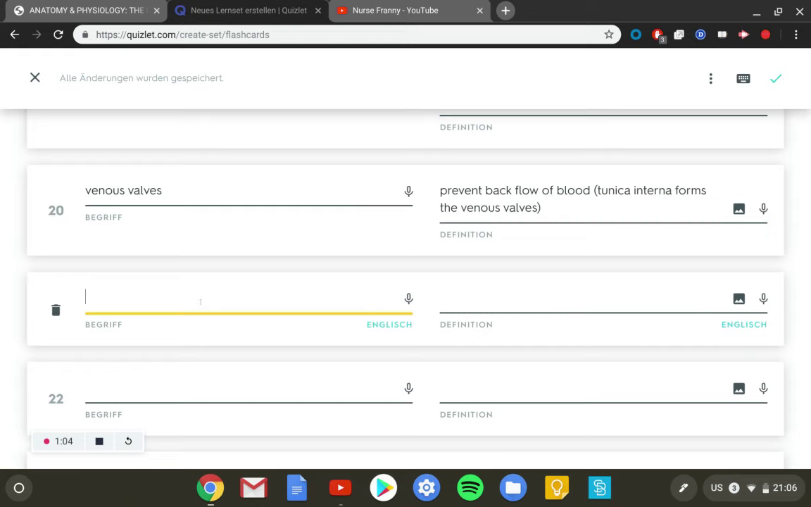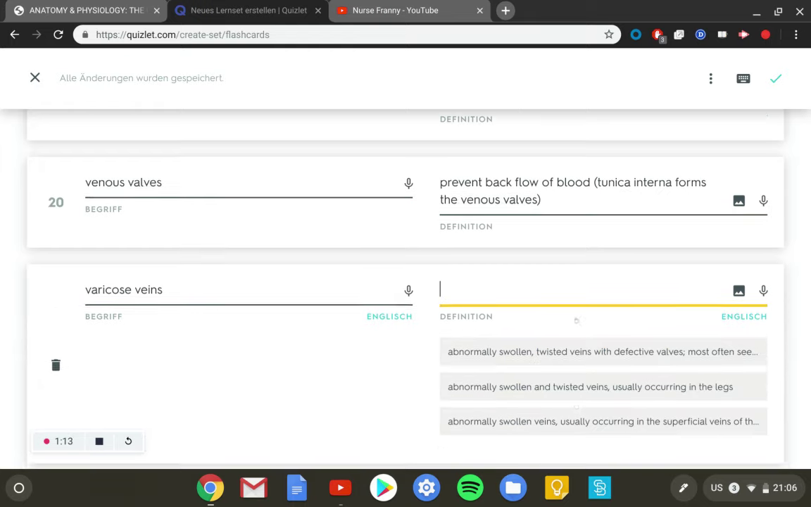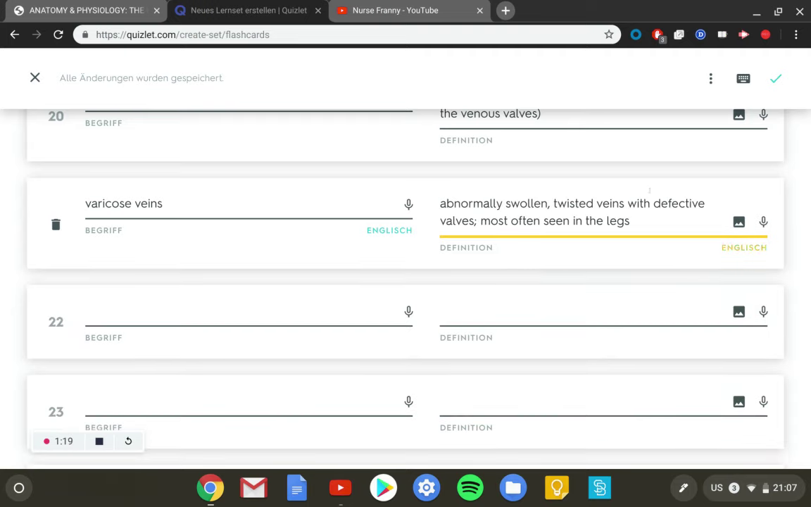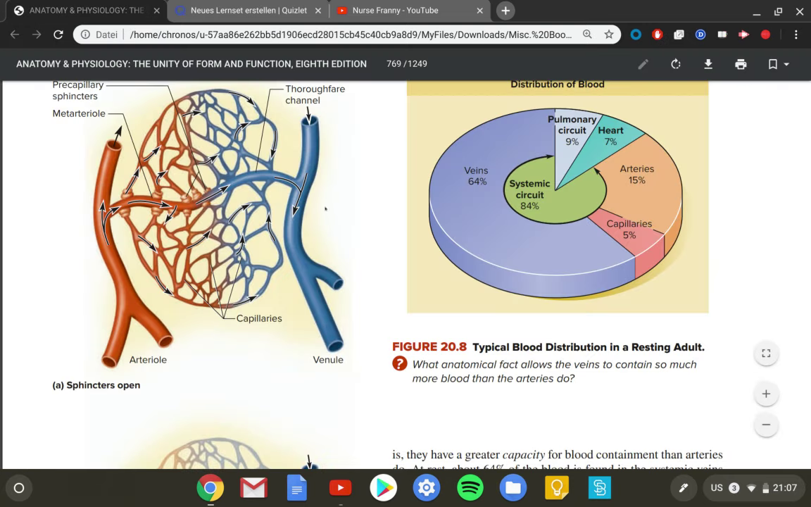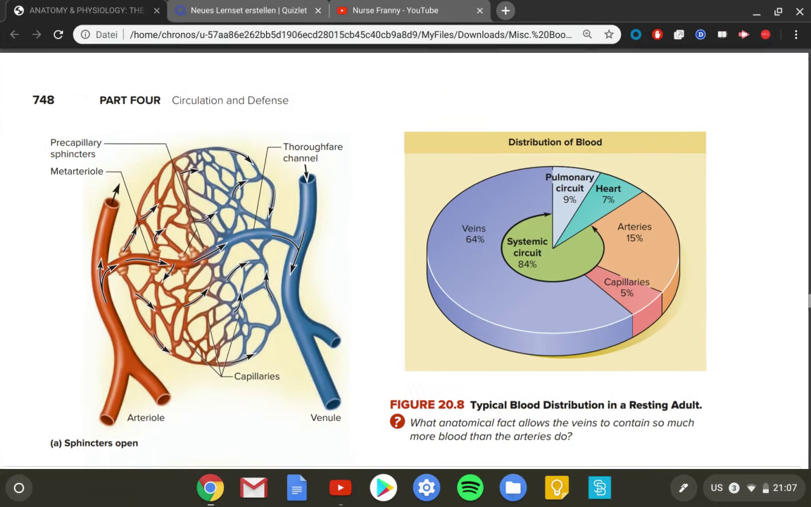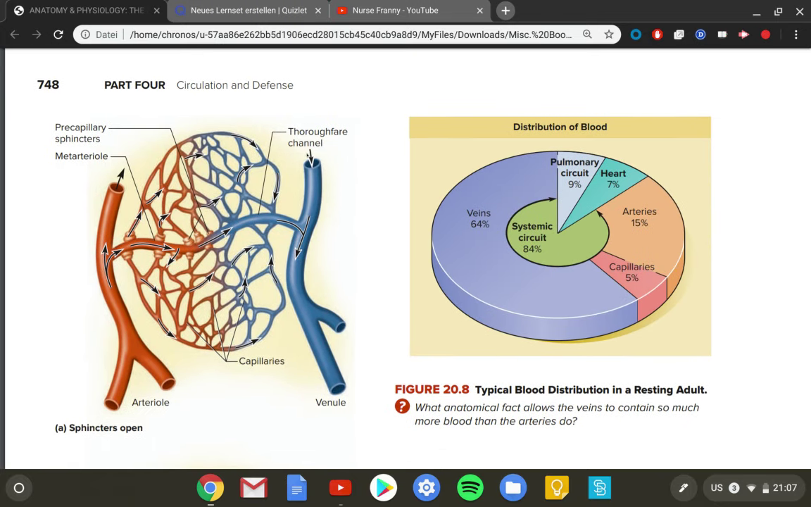Now, the other thing that we heard was, well, what are varicose veins? So it says here: abnormally swollen, twisted veins with defective valves, most often seen in the legs. Absolutely. So if you look at your veins right here in blue, the tunica interna creates valves.